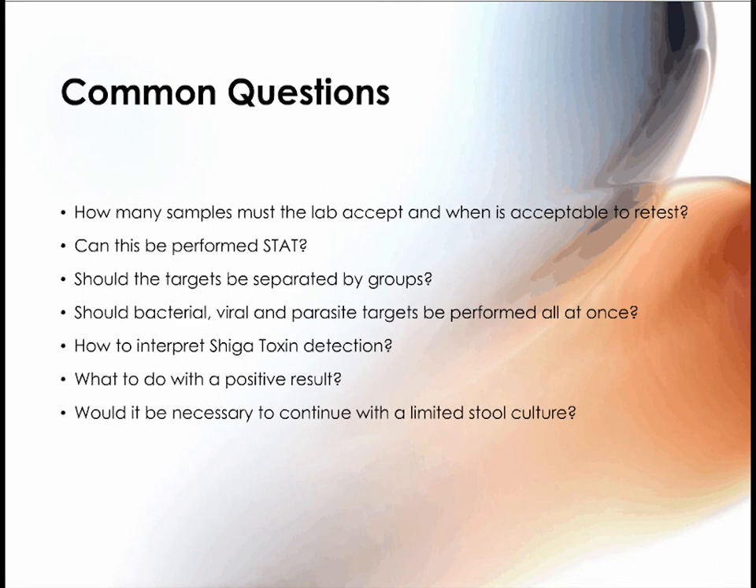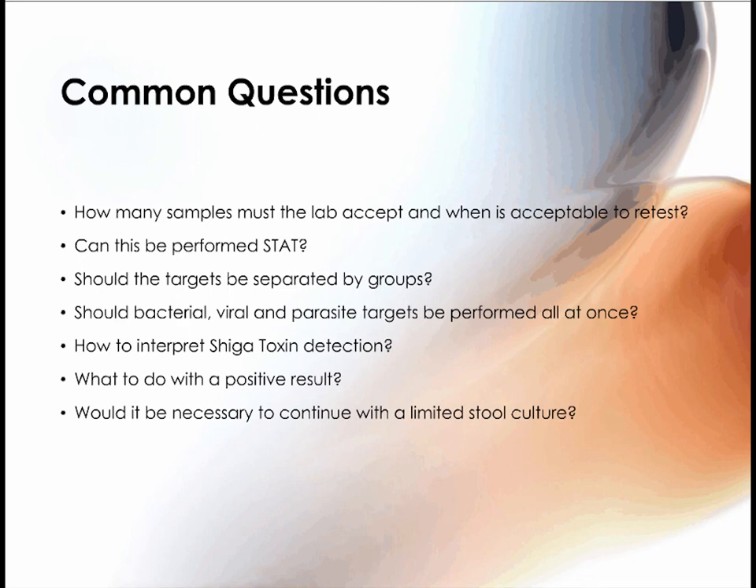Should be bacterial, viral, and parasite targets performed all at once. The same thing: parasite have a different condition for epidemiological purposes. So I think that's something that your facility with infection prevention and ID group should consider, especially with the outpatient providers: how to interpret Shiga toxin detection. Reporting Shiga toxin 1 or 2 only could be maybe the solution for right now, but maybe given a little more clinical interpretation as an EHEC probably would be a little more useful for many of your providers.